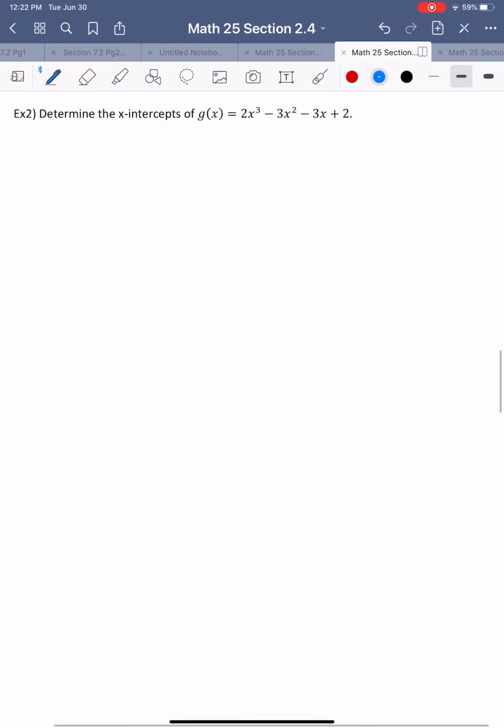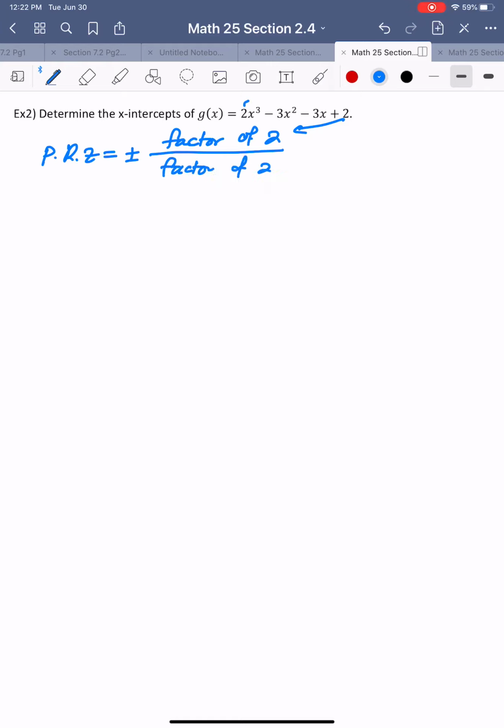Now, in example 2, determine the x-intercepts too, okay? Same thing. Let's find the possible rational zeros as plus or minus the factors of 2 from this 2, over the factors of 2 from this 2. So you got plus or minus 1 and 2, over 1 and 2, which is going to be 1, 2, and a half. Oh, that's nice. It's not that long.